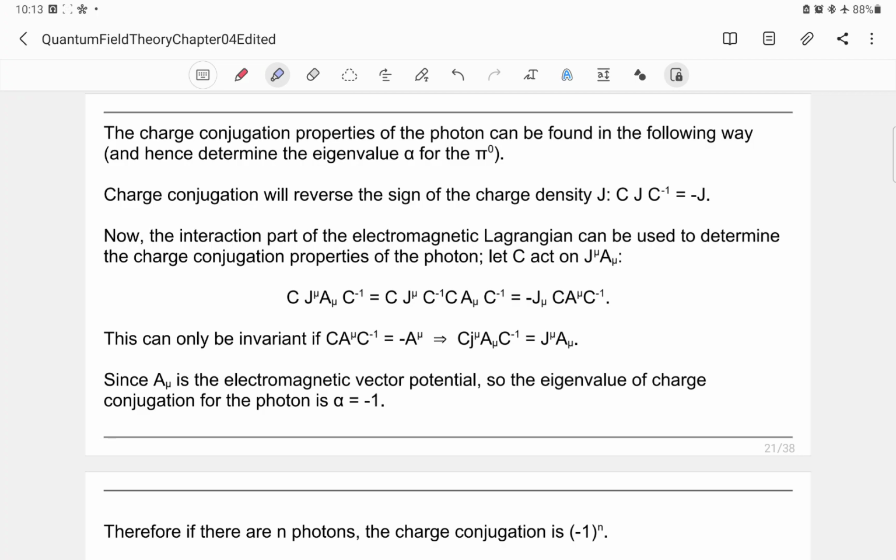So charge conjugation will reverse the sign of the charge density, or the current, I mean. So if you apply this charge conjugation on the current density, it will give you negative J.